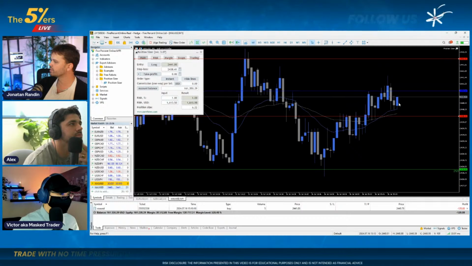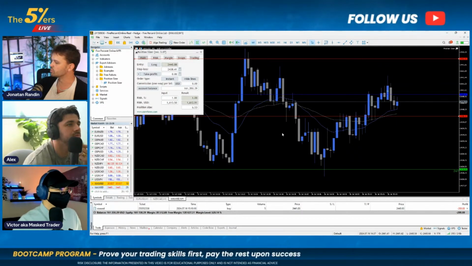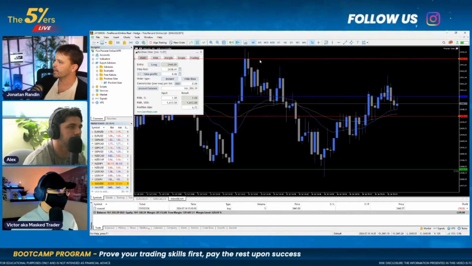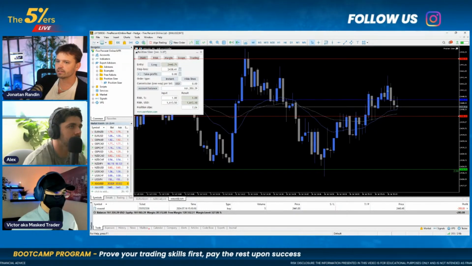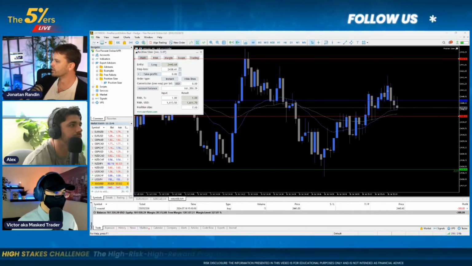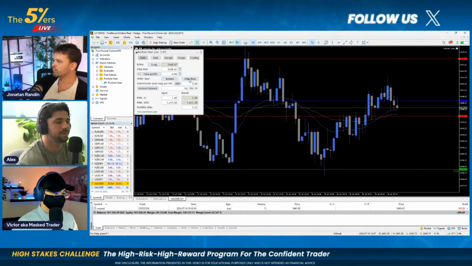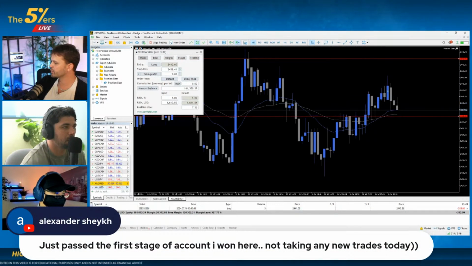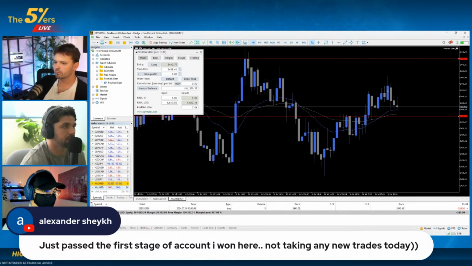So if price goes below this level, I'll look to exit the position, and I'll look to take profit at around the highs right there on the 1 minute, on the 15 structure.